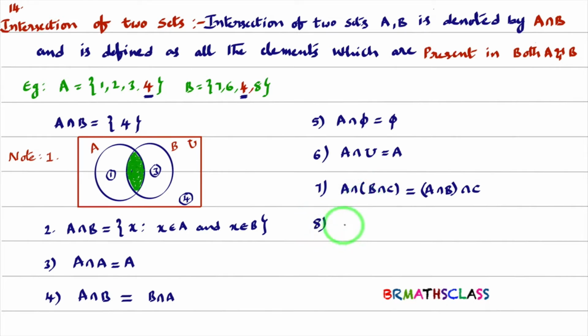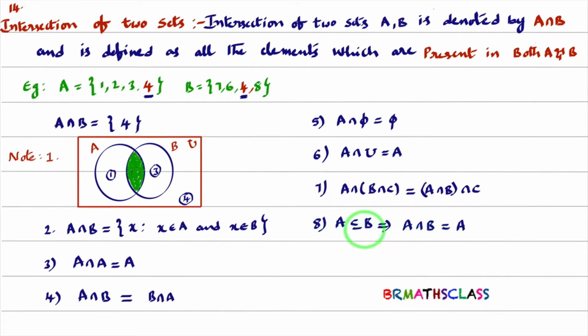Last point in intersection of sets. A is a subset of B. Then what will you say about A intersection B? If A is a subset of B, then which set is the smaller set? If A is a subset of B, A is the smaller set. When we do the intersection, we will get the smaller set only.